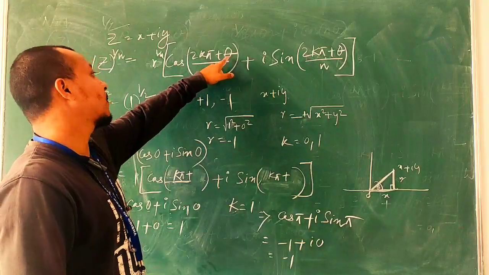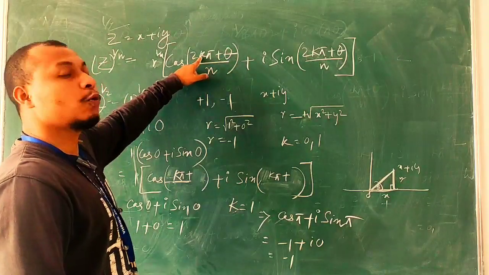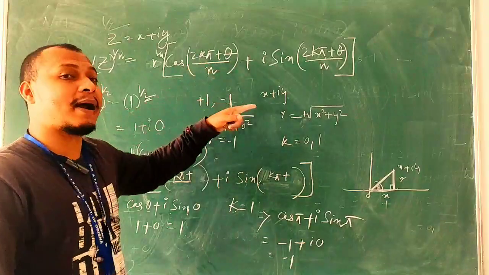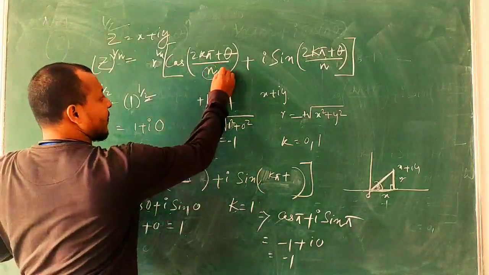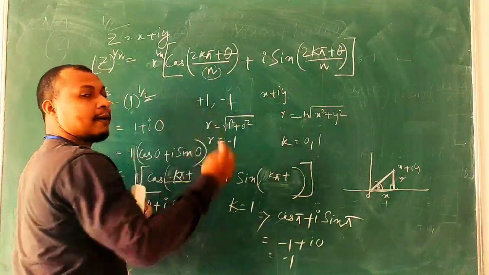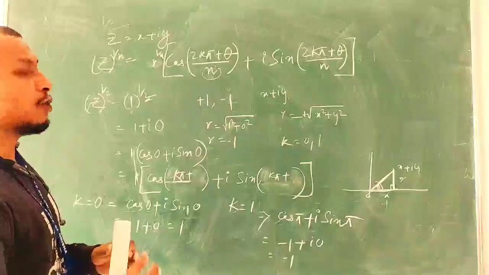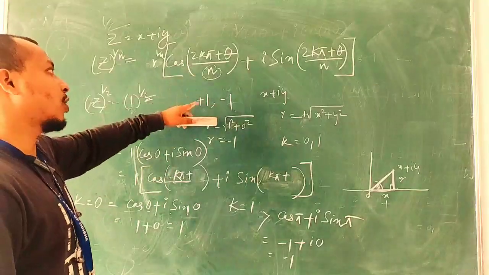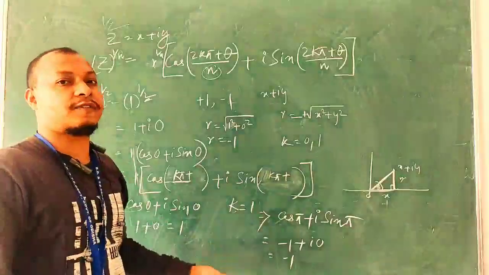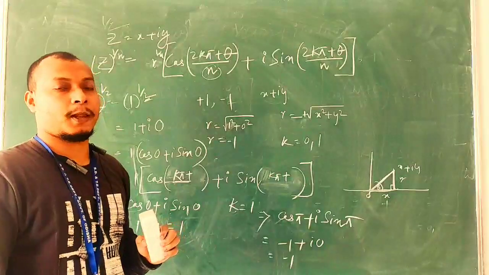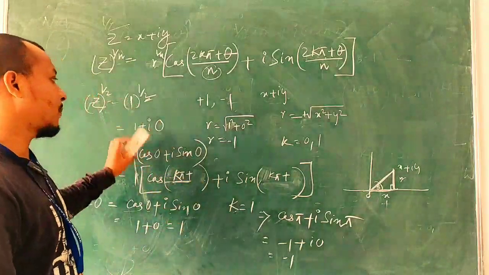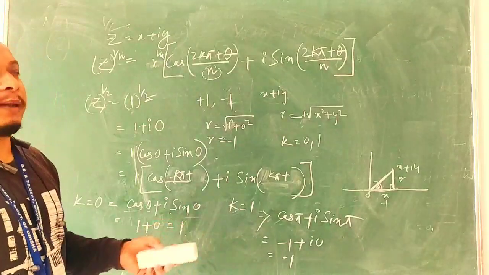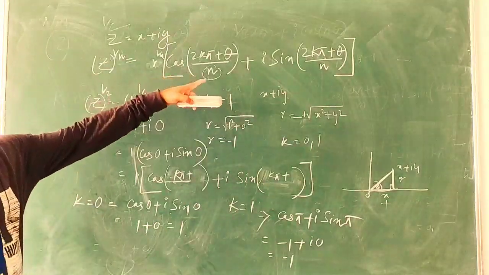Now for k, this k is a whole number, and it goes up to n minus 1. Here n is given, so we have to put k values 0, 1, 2 up to n minus 1. So this k will help us find the different roots of one complex number. Okay, this is one example that I have done, and you can do many more by using this formula.